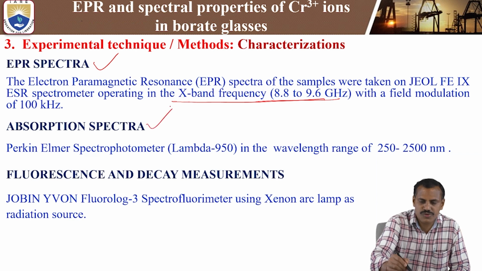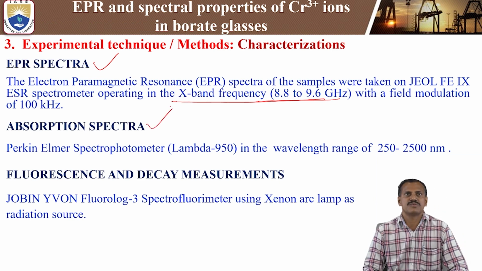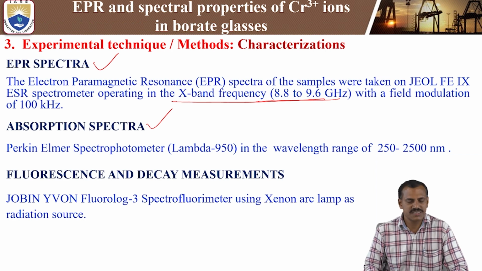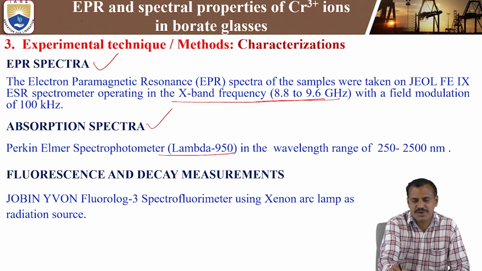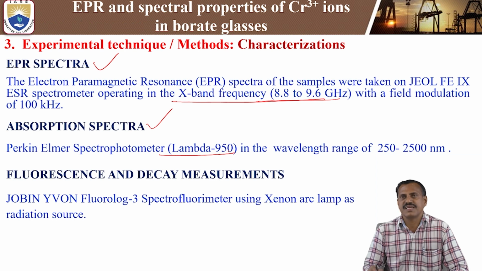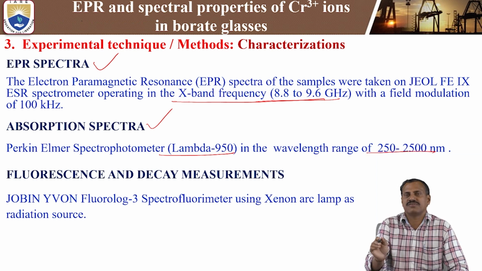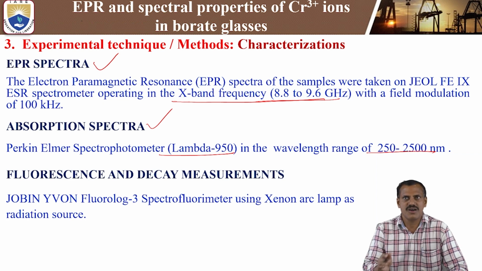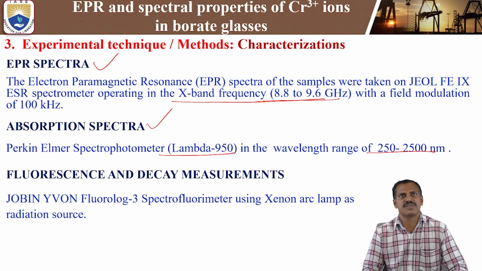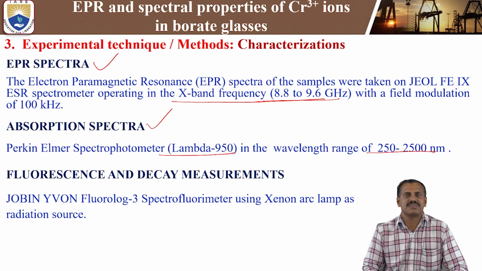Then we are going to measure the optical absorption spectra. For this, the instrument we are using is the PerkinElmer spectrometer Lambda 950, in the wavelength range from 250 to 2500 nanometers. We scan the absorption spectra from 250 nanometers to 2500 nanometers in the case of optical absorption spectra.